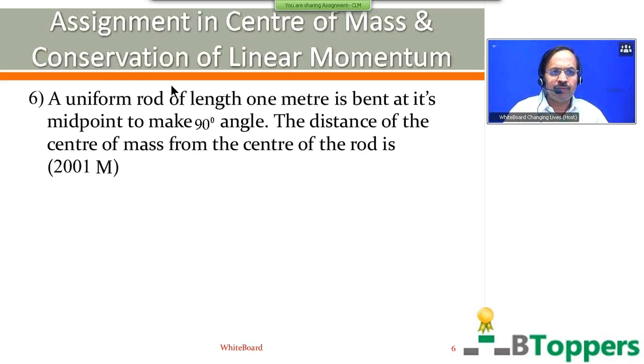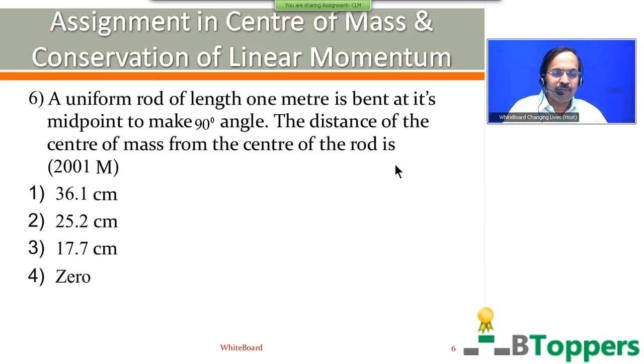Look at the question number 6. A uniform rod of length 1 meter is bent at its middle point, at midpoint, to make 90 degrees angle. The distance of center of mass from center of the rod is. You are shown 4 options on screen. You have to try this question. Come on, try the question. This question was originally given in 2001 MCET exam in the medical entrance.